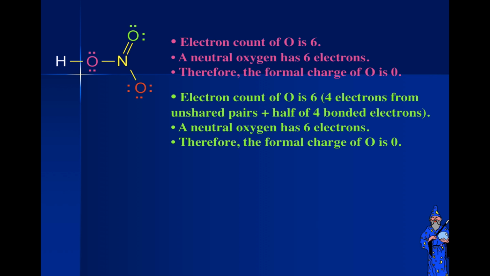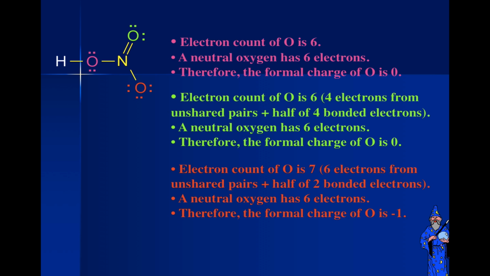Now the green oxygen, right? Same kind of thing. It's got a double bond, so it's going to own 1 from the sigma bond. It's going to own 1 from the pi bond. And then it's going to own the 4 from the lone pairs. That's 6. Again, we get a formal charge of 0.